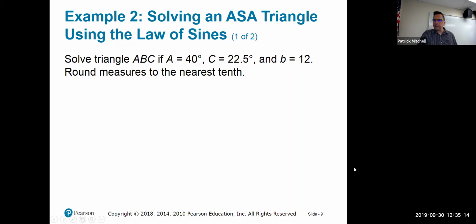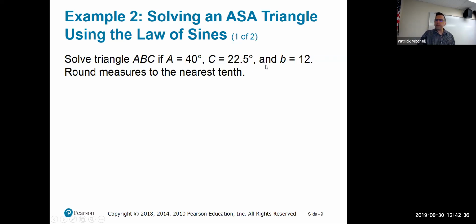All right, next example, solving an ASA triangle, which is kind of similar. So they want us to solve triangle ABC. If angle A is 40 degrees, angle C is 22.5 degrees, and side B equals 12. Round measures to the nearest tenth. So if you're watching at home, I'll ask you to pause the video and try this one yourself, and then we will come back and compare notes. All right, let's compare notes.